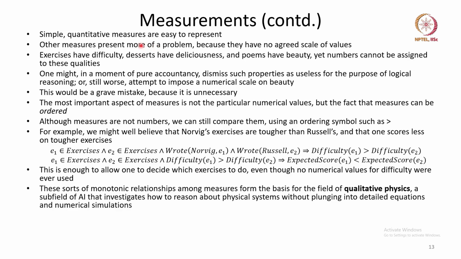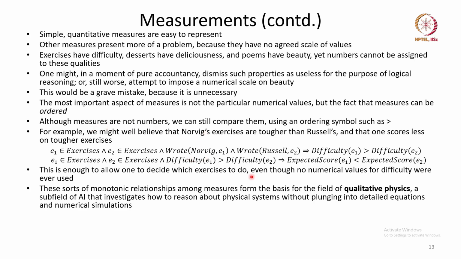You have represented this, but how do we represent things like degree of difficulty? For example, exercises have difficulty, desserts have deliciousness, poems have beauty. We don't know how to measure these things, so you cannot use numbers. When we are talking about measures here, maybe you cannot put a numerical value to it, but you can order them. So you can have ordered objects.